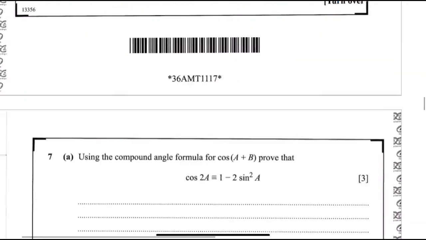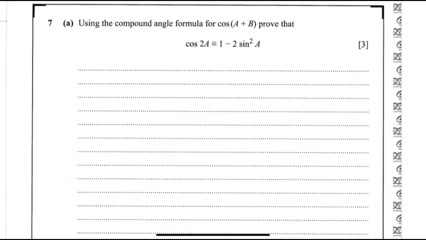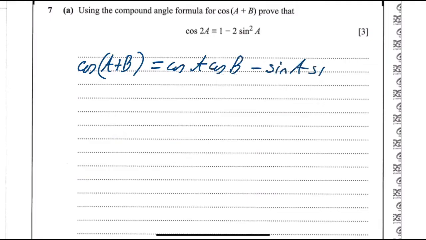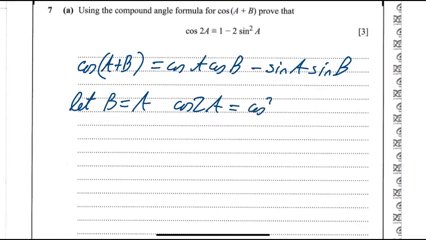Okay. It says, using the compound angle formula for a plus b, given in your formula booklet, prove that cos of 2a is equal to 1 minus 2 sine squared a. Cos of (a plus b) in your formula booklet is cos a cos b minus sine a sine b. I just say let b equal a. So that means it becomes cos of 2a is equal to cos squared a minus sine squared a.